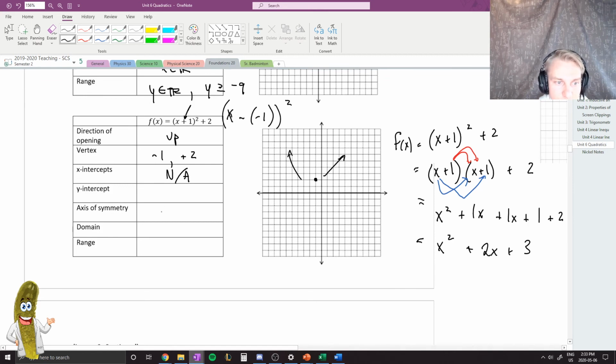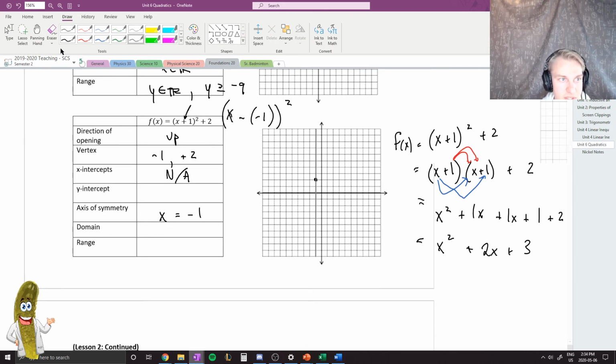We said that that was borrowing the x value from your vertex, which was negative 1. So I then know that whatever is on the left-hand side of this axis of symmetry will be identical to whatever is on the right-hand side of this axis of symmetry, this gray line that I've drawn here.